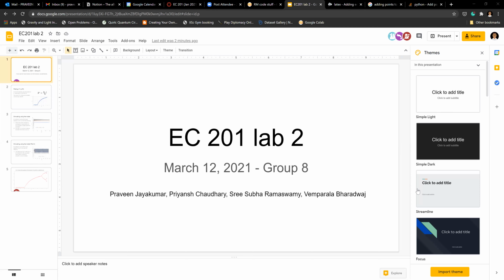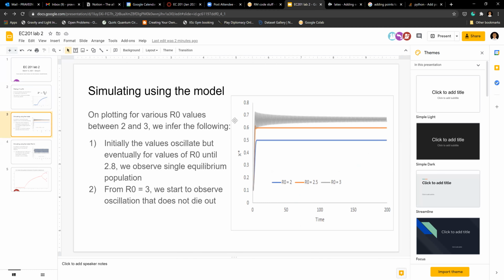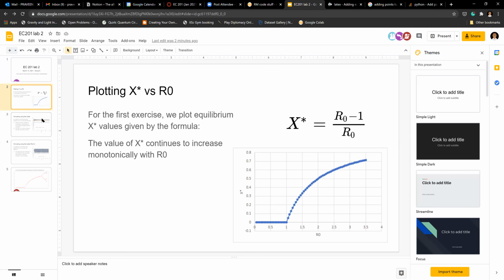We are group 8 and we did the plots. First we plotted what was asked using this given formula, and we observed that the X star increases monotonically. This is just given by this formula. Okay. Everyone got this? Anybody who had trouble with this part? Is everyone able to do this without any difficulty? Yes, sir. Okay. If anybody had a difficulty, just let us know. Okay. Yeah, I think we can go to the next slide, Praveen.